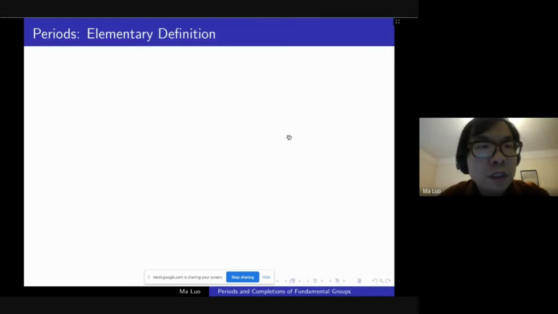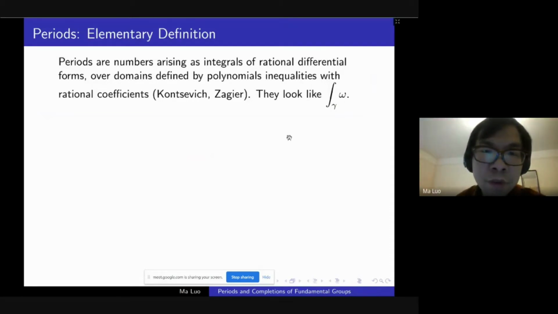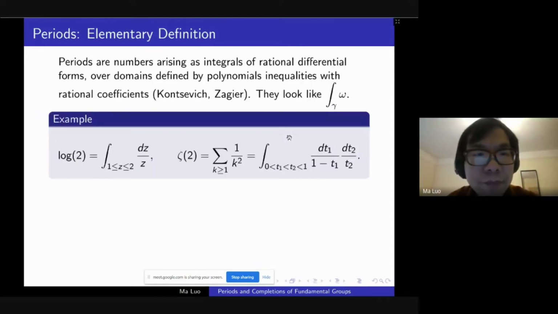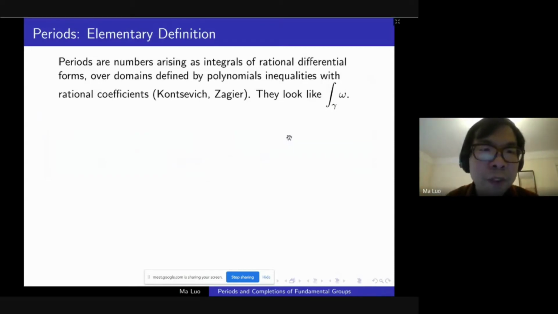So I will start with the elementary definition of periods. These are just numbers as integrals of rational differential forms over domains defined by polynomial inequalities with rational coefficients. This is a definition by Kontsevich and Zagier. And all the algebraic numbers are periods.